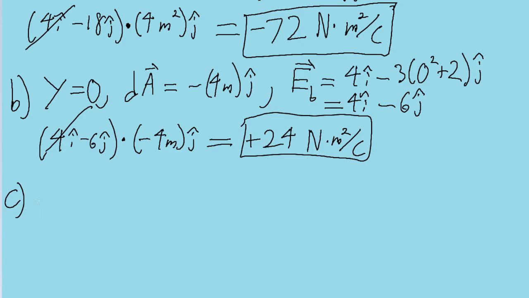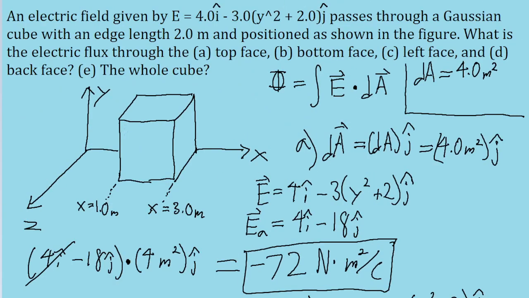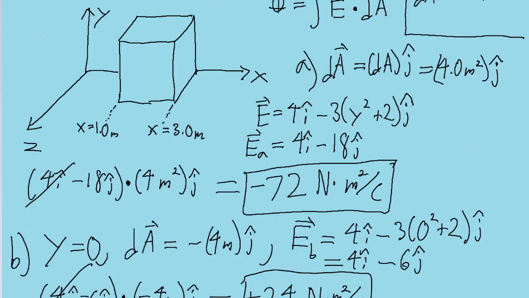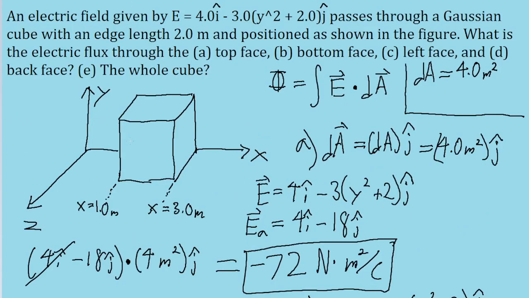Part C of the problem asks about the left-hand face of the cube. Doing the left-hand face of the cube might seem harder at first glance, because we can't as easily determine a y value because, well, look at this face. It's at many different points on the y-axis, so we don't have a single y value to use. But fortunately, this turns out to be pretty simple anyway, due to a fairly simple trick of the dot product. We can see, from looking at the diagram, that the normal vector from the left-hand face is going to be pointed towards the left, entirely along the x-axis, which means there's going to be an i-hat unit vector.